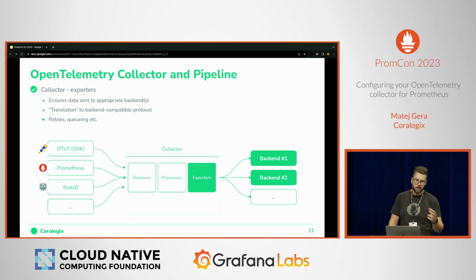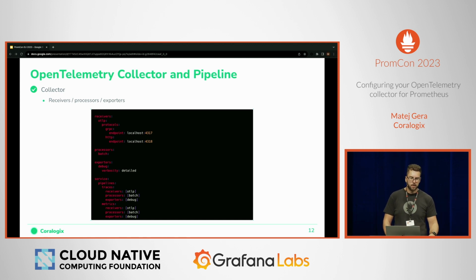Exporters are then the other side of receivers. On the other end, they are responsible for translating the internal representation of the data into the protocol that can be understood by the backend that you're sending this to. So if you want to send, for example, data into Prometheus or Thanos, Mimir, Cortex via the remote write protocol, we would use the remote write exporter, and this will take care of translating and sending the data, also including all the other properties that are common for clients, so it can also retry or queue the data for sending and so on.